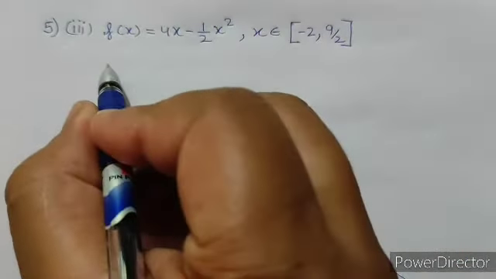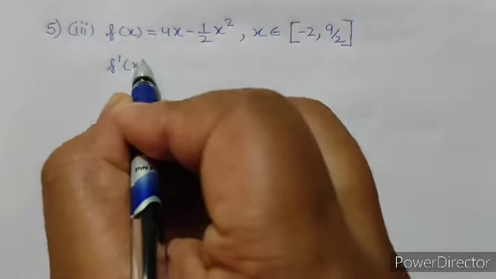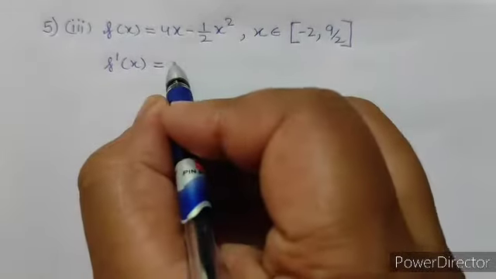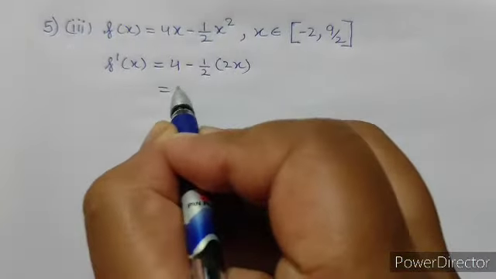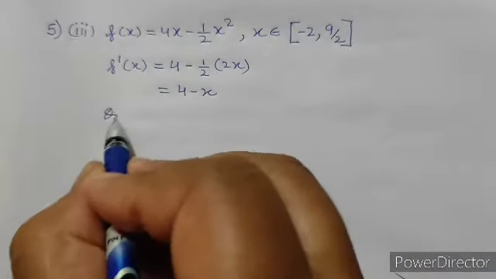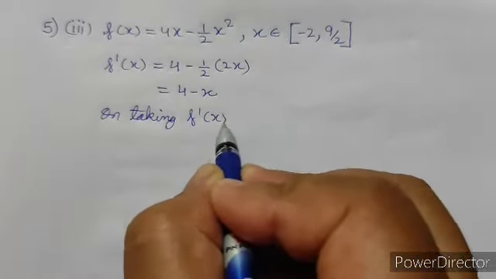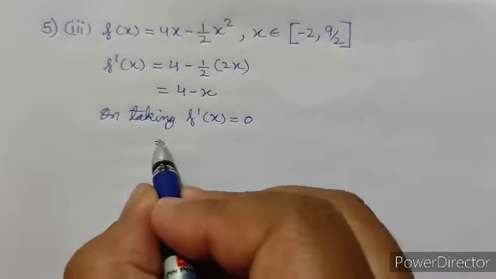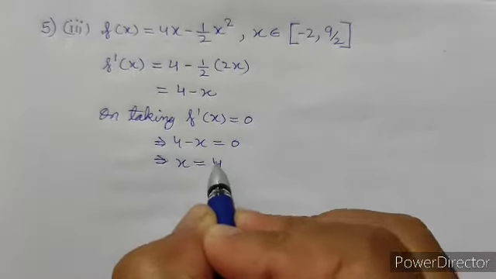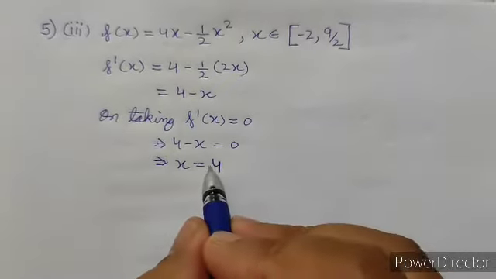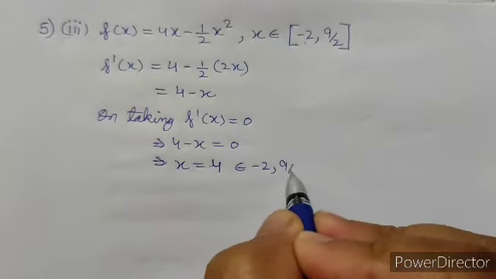Now first of all, in order to find the absolute maximum and absolute minimum values, we will find the derivative of the function. Now f'(x) will be equal to 4 minus 1/2 into 2x, and that will be equal to 4 minus x. Now the second step is to take f'(x) equal to 0, and this will give us 4 minus x equal to 0, and x is equal to 4. Now this 4 lies in the interval given to us, that is minus 2 to 9/2.